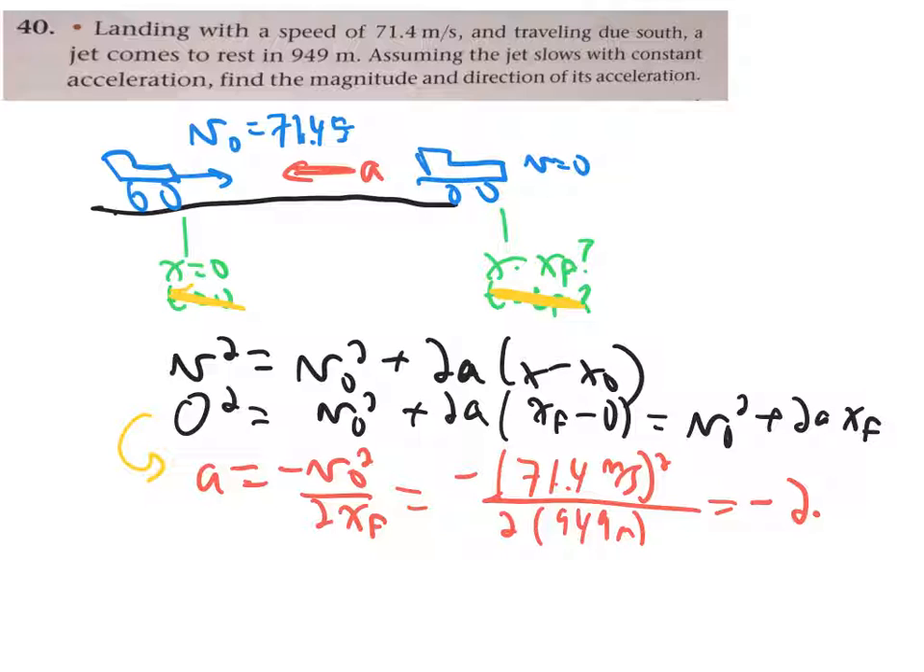minus 2.69 meters per second squared. And we notice that the minus sign confirms for us that we're going opposite to our velocity. We're moving in this case, northward direction, since the velocity was southward.